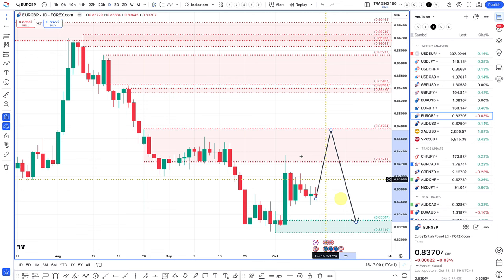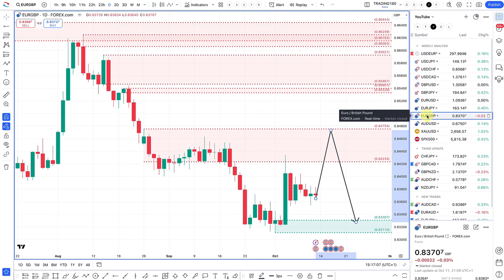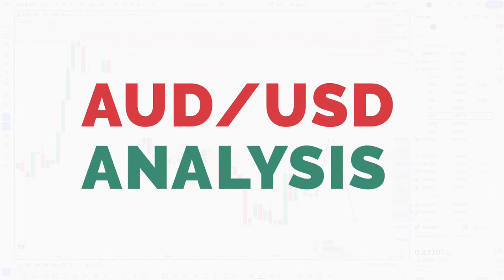So let's see what happens. Here, I wouldn't necessarily be a buyer of the euro. Only way I'm going to be a buyer of the euro is if the European Central Bank surprise the market and they don't cut this week. But let's see what happens. But that's where I'd be positioning.